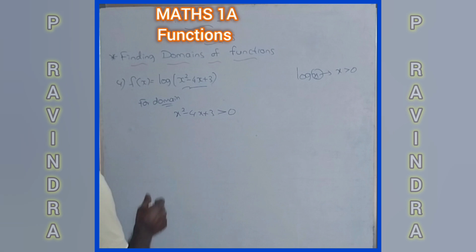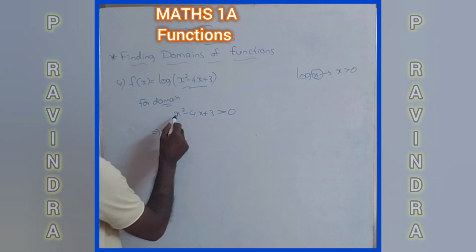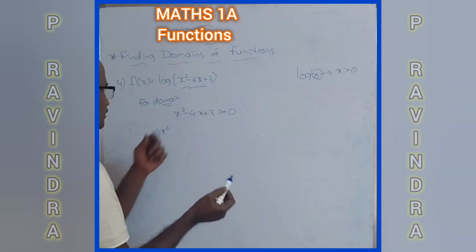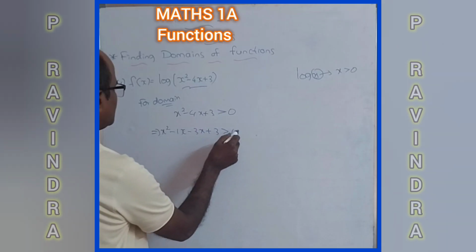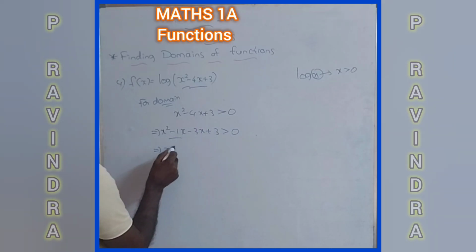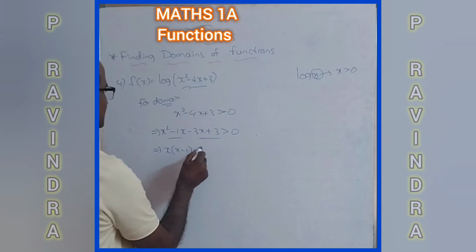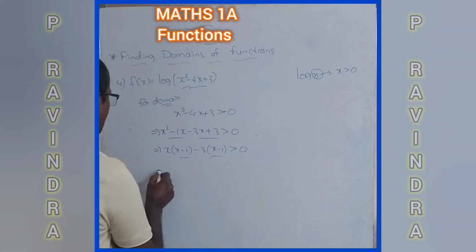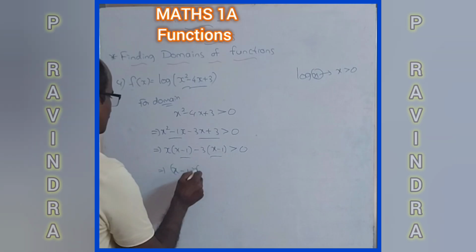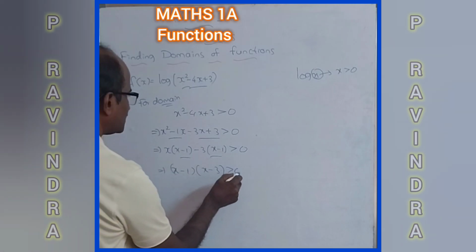Okay. Now let us factorize this. x square, 1 times 3 is 3, 1 plus 3 is 4. So x square minus 1x minus 3x plus 3 is positive. Take x common, x minus 1. Take minus 3 common, x minus 1 greater than 0. Now take x minus 1 common, you will have x minus 3 positive.